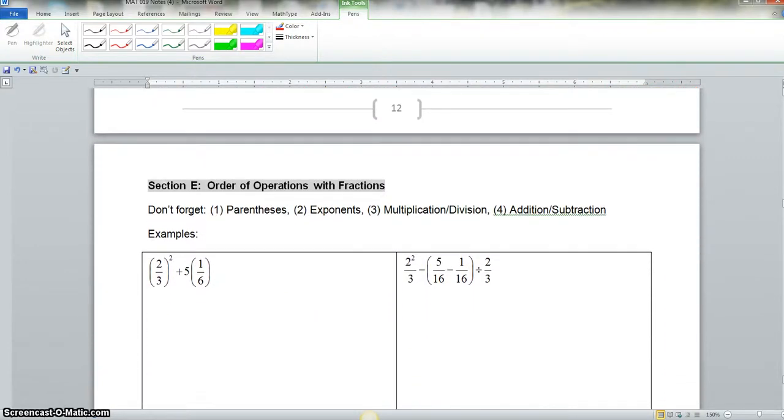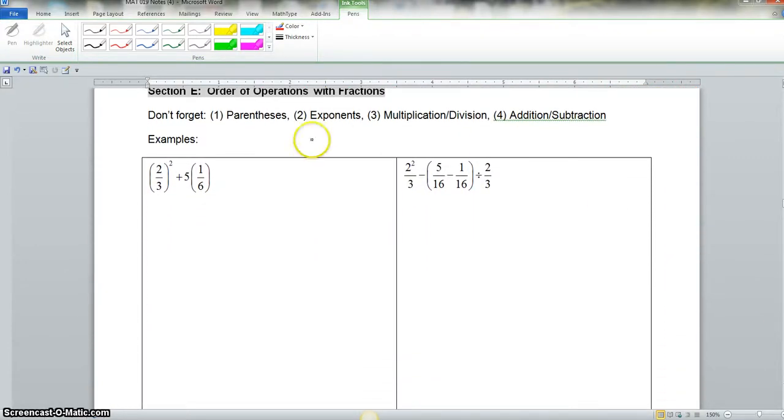Now we go here to section E, order of operations with fractions. It says, don't forget, parentheses is first, exponents, and then multiplication or division, whichever one is first from left to right, and addition or subtraction, whichever one is first from left to right. Now we come here, we look at our parentheses. There's nothing we can do inside of these parentheses. So now we look for exponents. We have an exponent here.